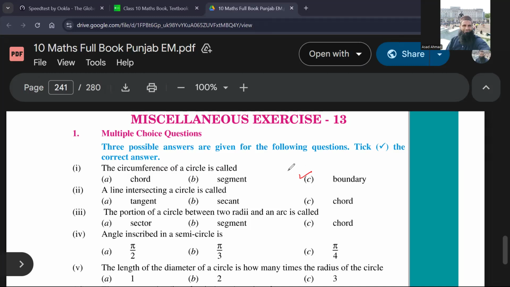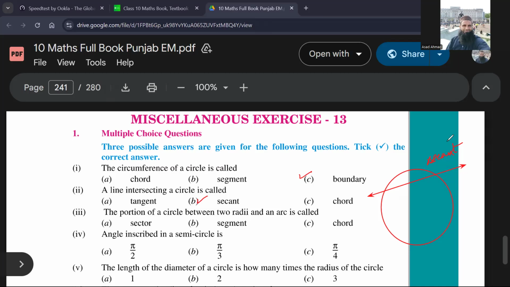And number 2 M.C.Q, a line intersecting a circle is called secant line. Reason because any line which passes through the circle means it intersects the circle. It doesn't touch, rather it intersects the circle. Then this is called secant of the circle.